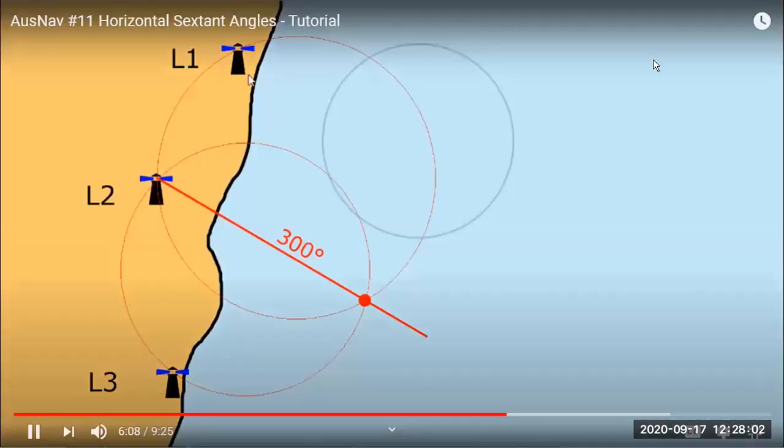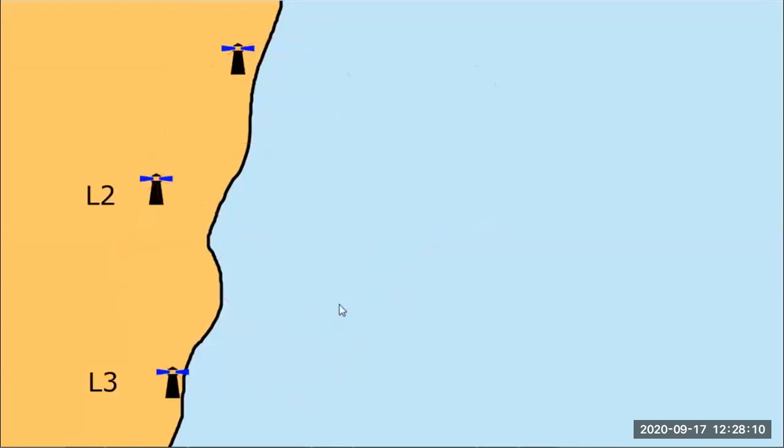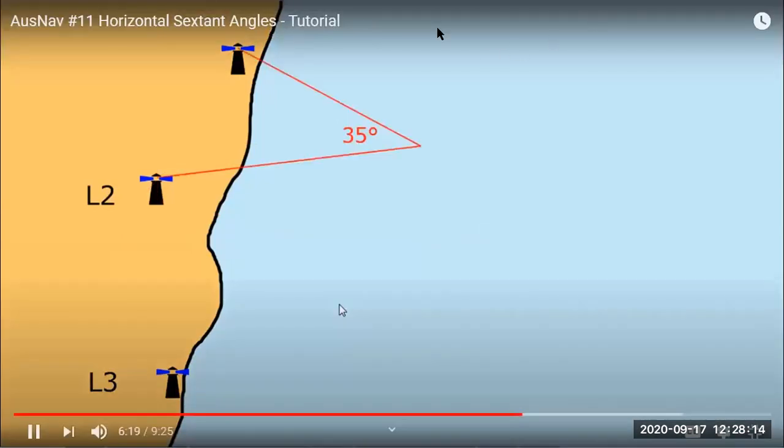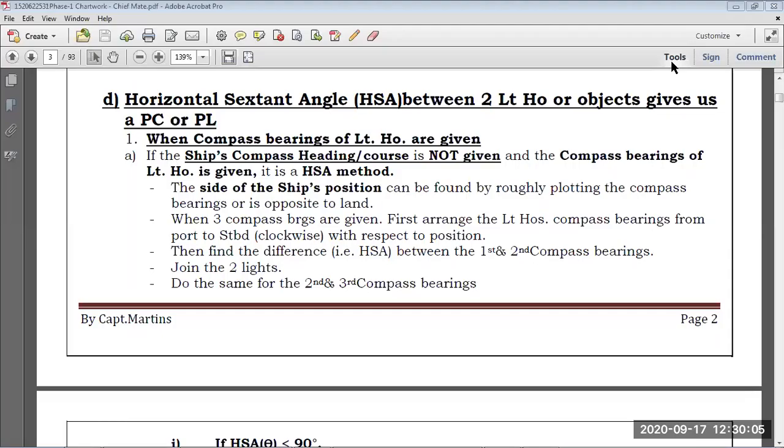So we also have different methods of one horizontal angle in one PL, or one position circle, and one horizontal sextant angle. But generally we get the question of horizontal sextant angle only. So now let's see what all points we should know about horizontal sextant angle.